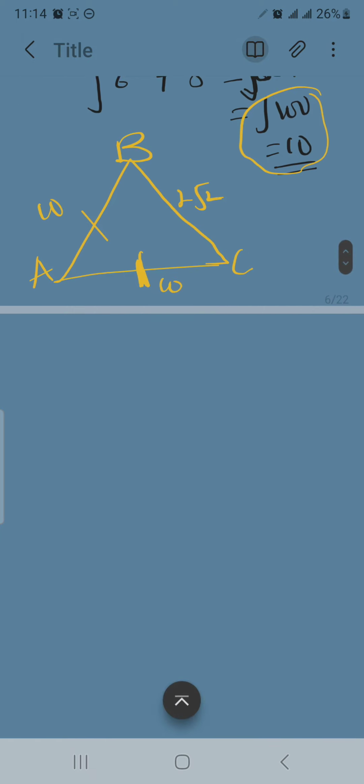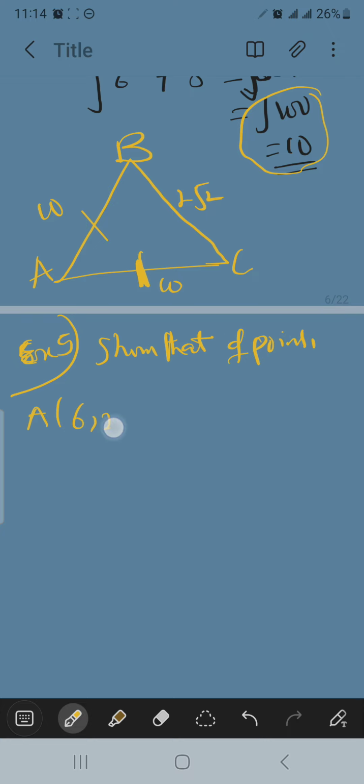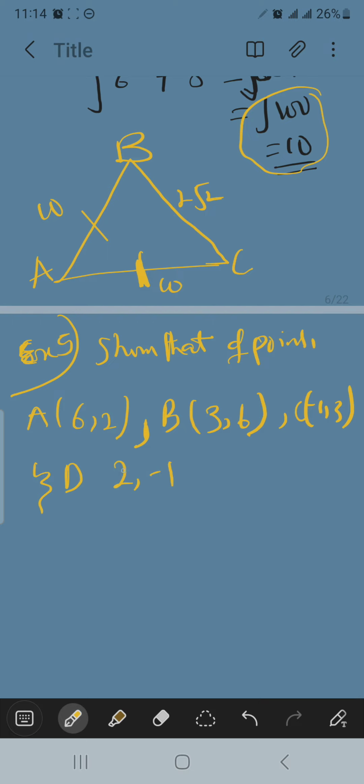Another one. Let me say example 5 or so. We said that we show that the points A (6, 2), B (3, 6), and C (-1, 3), and D you have (2, -1) are 4, 6.